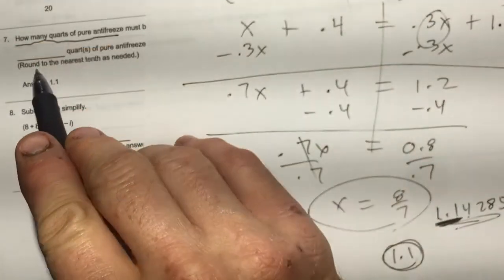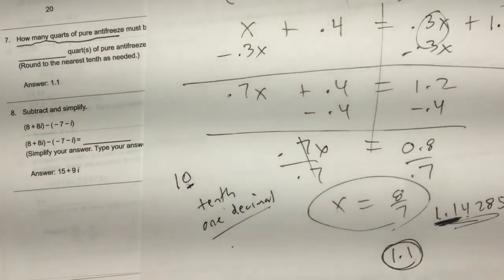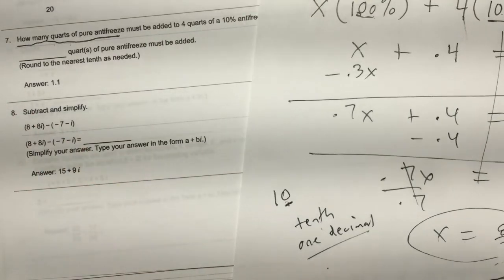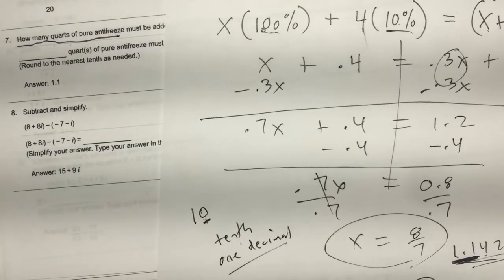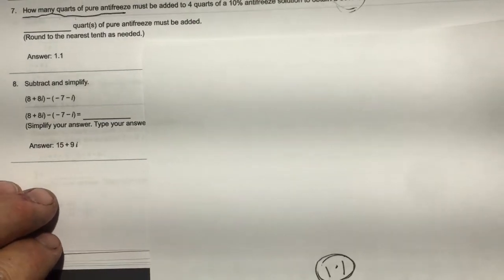But you got to pay attention. It tells you in parentheses, it'll say to round to the nearest tenth, or to type your answer in form of this. It tells you how to type your answer in. So you need to practice this real good for the review. So the test, you'll be in good shape. Number 8.